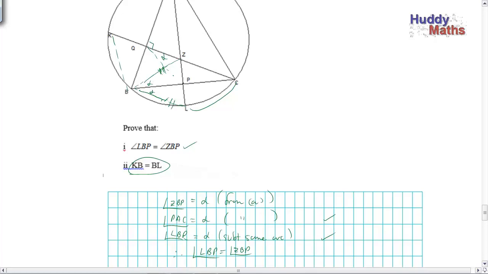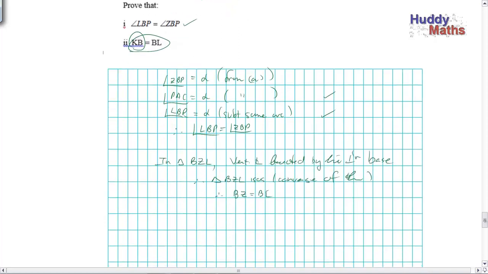Now we want KB to equal BL. KB's over here. Can we show that that's isosceles? If we can, then you can say these two sides are equal, and we've gone from that equals that equals that. So let's have a look. Here we can do the same thing in that triangle. Similarly, angle KBQ equals angle QBZ.